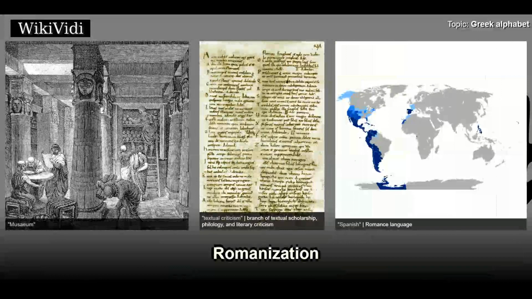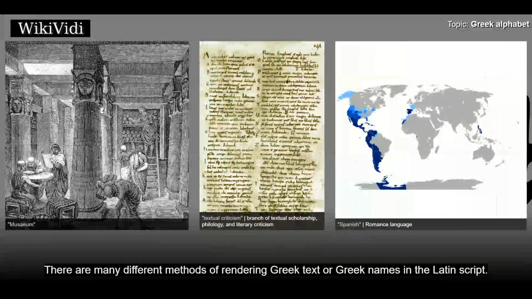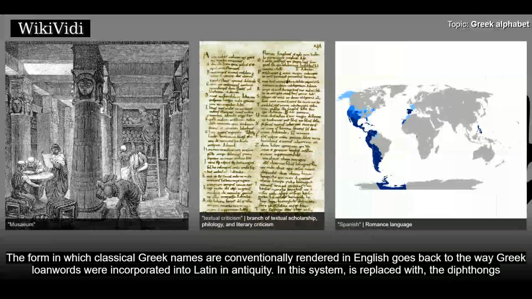Romanization. There are many different methods of rendering Greek text or Greek names in the Latin script. The form in which classical Greek names are conventionally rendered in English goes back to the way Greek loanwords were incorporated into Latin in antiquity.